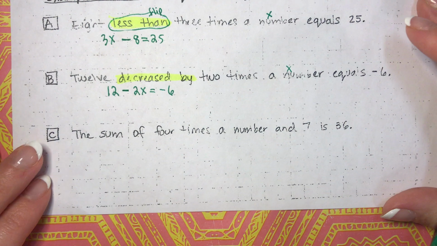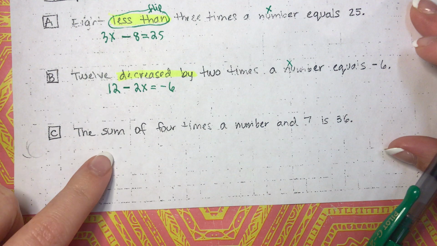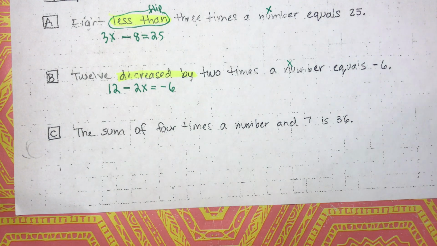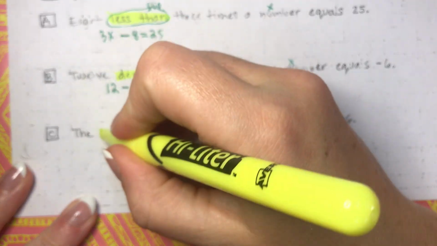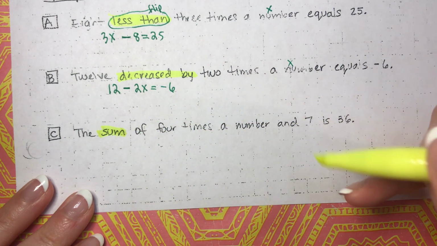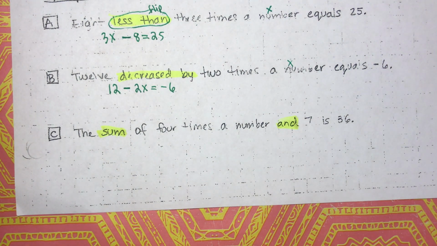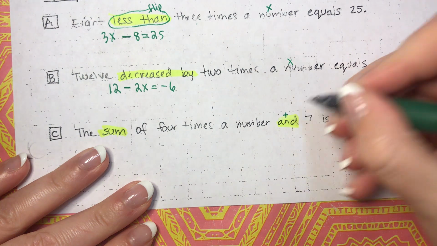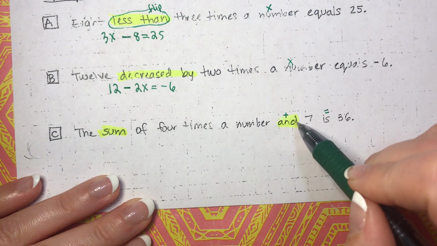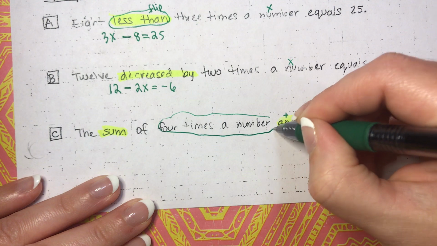All right, let's go for C. Now C is a little different, right? It says the sum of 4 times a number and 7 is 36. So the sum, that's the key word that just means that we're doing addition. So what 2 things are we adding? Whenever you have the word sum, it's going to tell you 2 things, and it's going to separate those 2 things by the word and. And is where you're going to put the addition sign, okay? And then is, that's going to be your equal sign, right? So the sum means we're adding 4 times a number here, and we're adding that to 7.